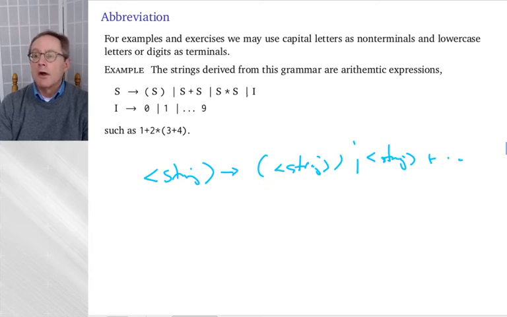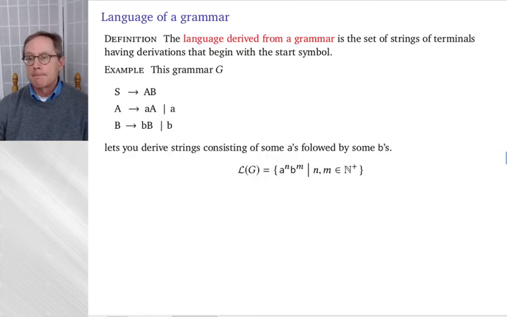So a very common abbreviation is to use capital letters for the non-terminals and lowercase letters or digits for the terminals, and that's especially convenient in those cases where we don't really mean S to be anything sensible. It's just supposed to be an example, just supposed to be an exercise. If you're working with a complicated grammar, you don't want to do that, but if you're working with a four-rule grammar that's meant as an illustration, then it's very useful.